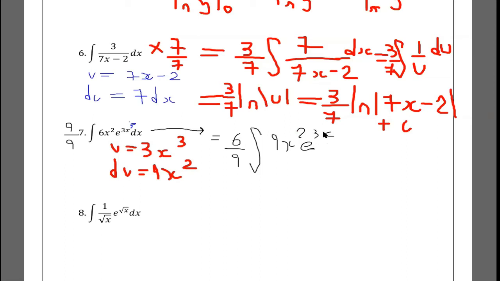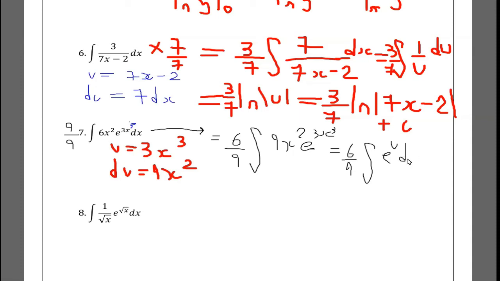Now look, it's the same thing. If 9 cancels a 9, this is still 6x squared e to the 3x cubed. Then we're going to substitute our u. Our u is 3x cubed and our du is the 9x squared dx. So if we're substituting, what we're getting is 6 over 9 times the integral of, this becomes e to the u, and this part becomes du. So it becomes 6 over 9 e to the u du.